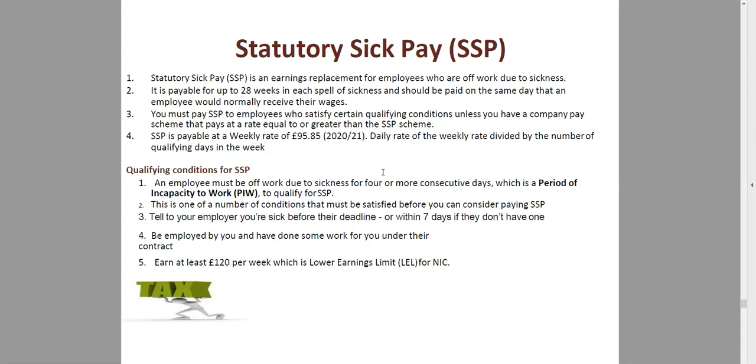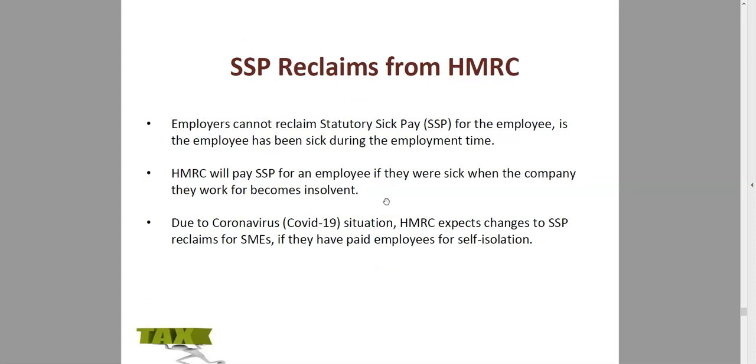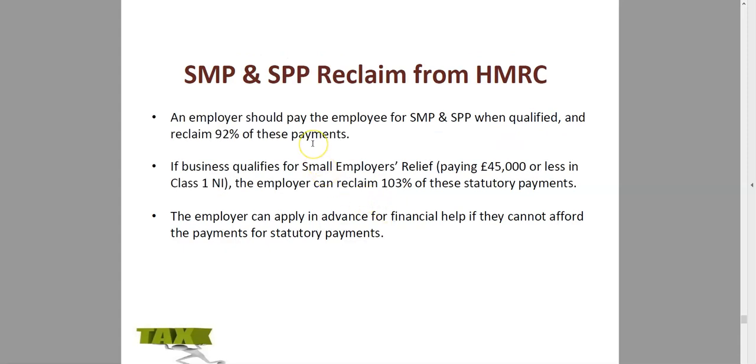Alright, so this is the sick pay, and we have a claim. All the statutory payments we can claim back from HMRC, even if you don't have, for example, the money to pay paternity or maternity. You can ask HMRC for an advance payment, and they will give you the advance so that you can pay your employee. If you are an employer, you can claim up to 92% of this payment. But if you are a small employer, you can claim up to 103% of the statutory payment. So for example, if you pay 100% to your employee, you can get 103%.